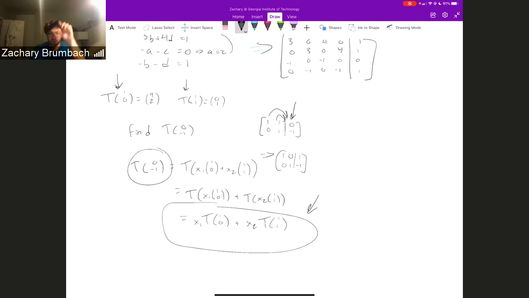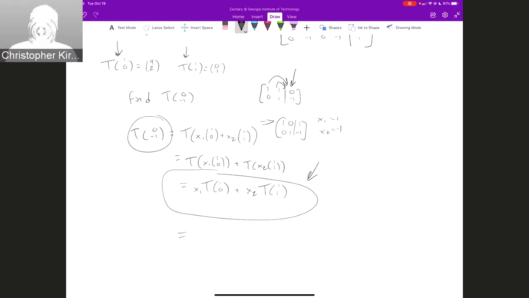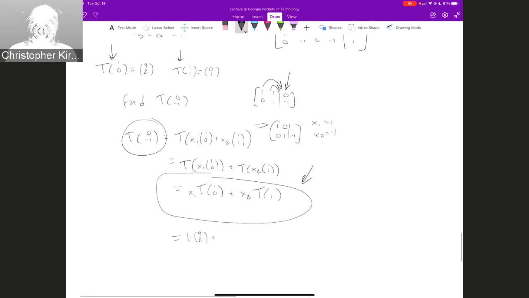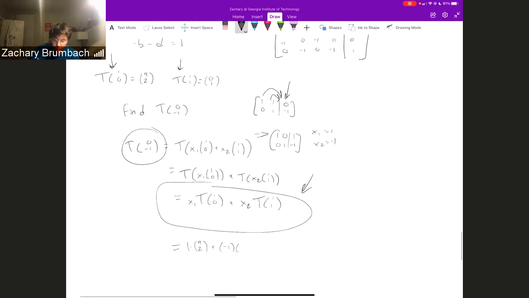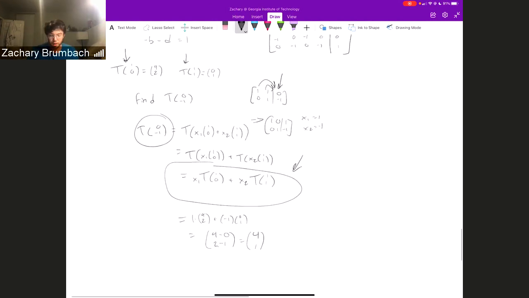Especially if they give you three vectors, like T of (1, 1, 1) and T of (2, 4, 8). And then from here, we found that x1 equals 1 and x2 equals -1. So that's 1 times T of (1, 0), which was given as (4, 2), plus x2, which is -1, times T of (1, 1), which is (0, 1). This gives us 4 minus 0, 2 minus 1, so (4, 1). That is what T of (0, -1) is. That's just a common linear algebra understanding of how this stuff works.